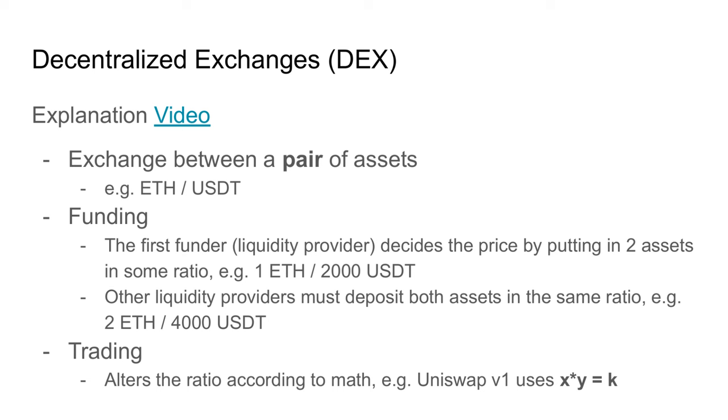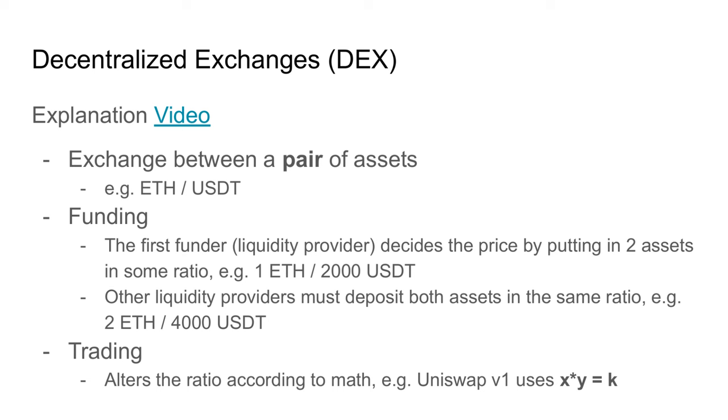That means that if you send a buy order but no one's willing to sell to you, or if you send a sell order and no one's willing to buy it from you, then the transaction doesn't get fulfilled. So that's centralized exchanges. But for decentralized exchanges, the idea is that instead of having an order book model, you have the idea of a liquidity pool.